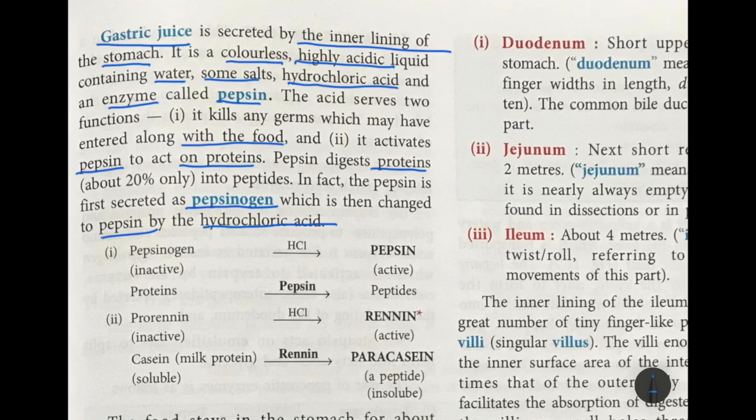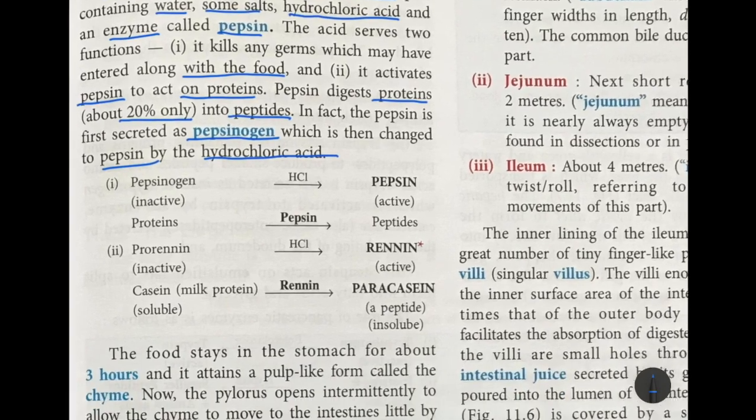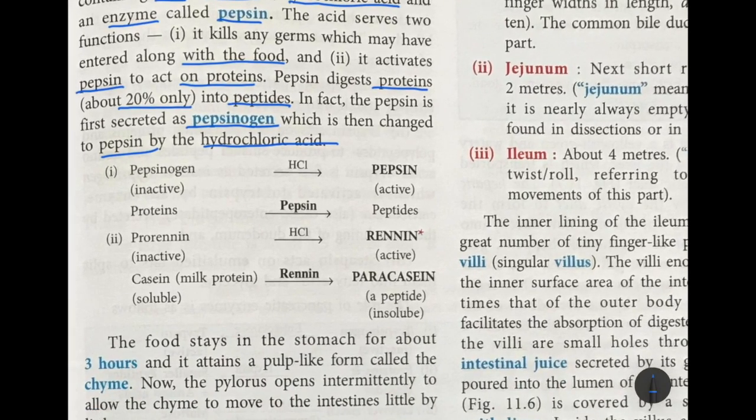About only 20% of the proteins are digested in the stomach, and the end product is peptides. Now pepsinogen is inactive. It is turned into active pepsin by hydrochloric acid. And what is the function of pepsin? It digests protein and turns it into peptides.